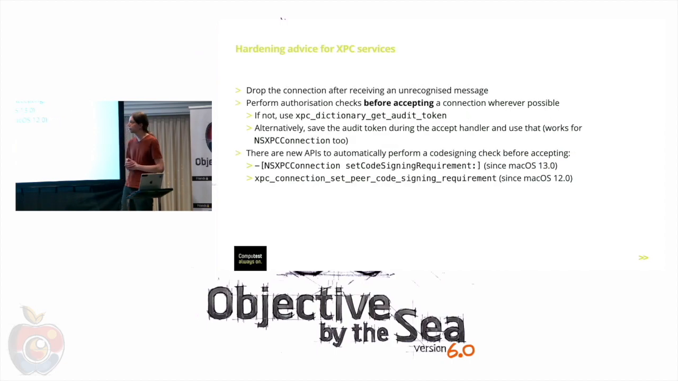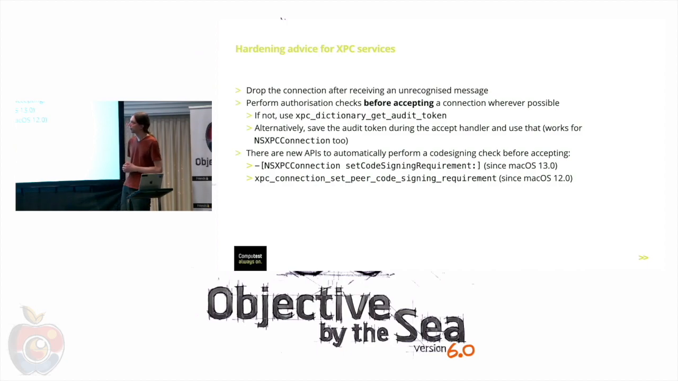Now, if you write an XPC service yourself, for example in third-party software, here's some hardening advice. If you receive a message and you don't recognize it, for example you always expect messages with a routine field and it's not there, then maybe you want to drop the connection, because there's clearly something weird going on, you're receiving something you don't know. And the authorization check before accepting the connection is safe. So if you check it in listener should accept connection, that's a safe check. If you check per operation, then you get into this risk where you use the wrong audit token.